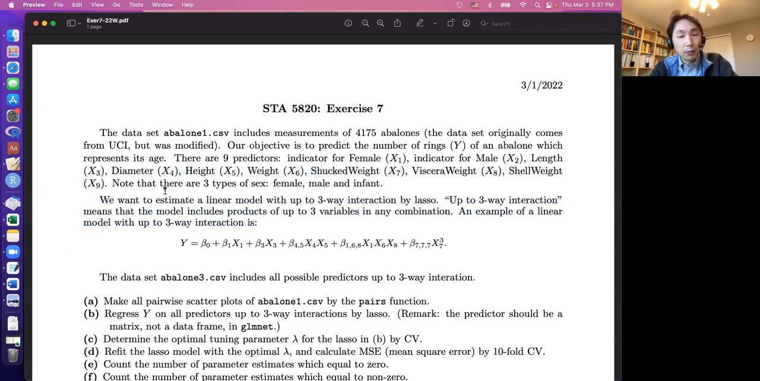And we want to estimate a linear model. Simply we can fit y on x1 to x9, but we want to explore a more complicated situation. So we consider up to the three-way interaction. That means we include predictors such as x4 times x5, or x1 times x6 times x8, or x7 cubed. So, the product of up to any three predictors. So we have many combinations.